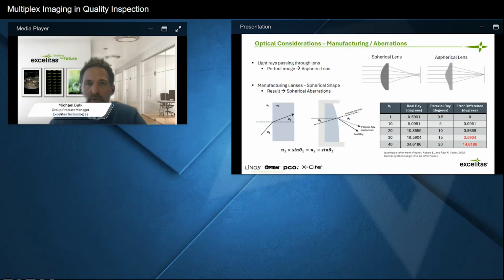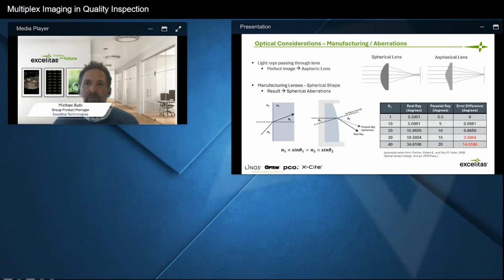Now, in an ideal world, the most natural shape of a lens to bring light rays to a perfect focus would be aspherical, and this is shown at the top right of this image. However, aspherical surfaces have manufacturing challenges, and it's hard to make them economically in batches. So in most cases, it's actually more beneficial to produce spherical shaped lenses. It's more economical, and you can manufacture these in larger batches at a more effective cost point.